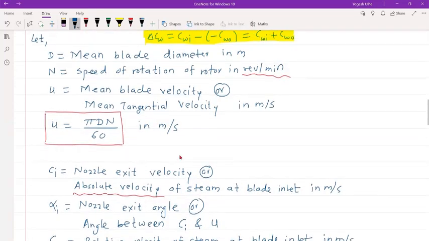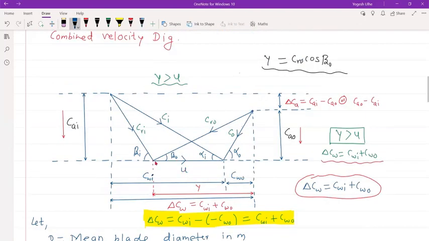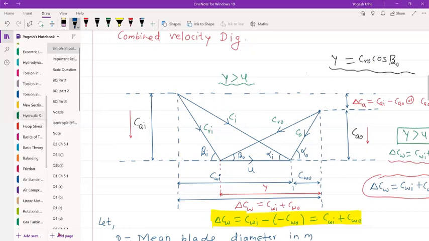Now guys, see this drawing. Here we have first of all drawn U. After U, this is CI. One minute guys, I will show here, I will draw separately.